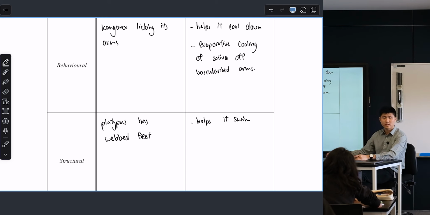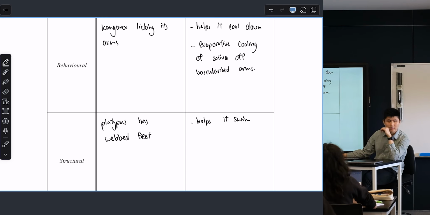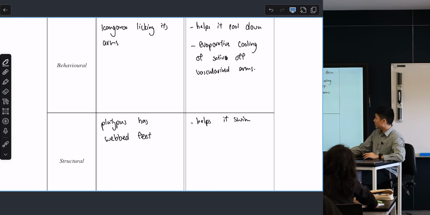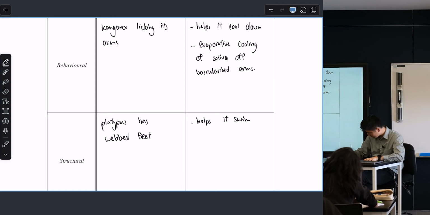So can someone tell me what a structural adaptation is? Yes, Arya? Adaptation to the physical body of the animal. Yep. A physical adaptation has to do with how an animal is built. So which one of the above was the structural one? Yeah, the platypus having webbed feet. Right, and how, so again, I can say it helps it swim.